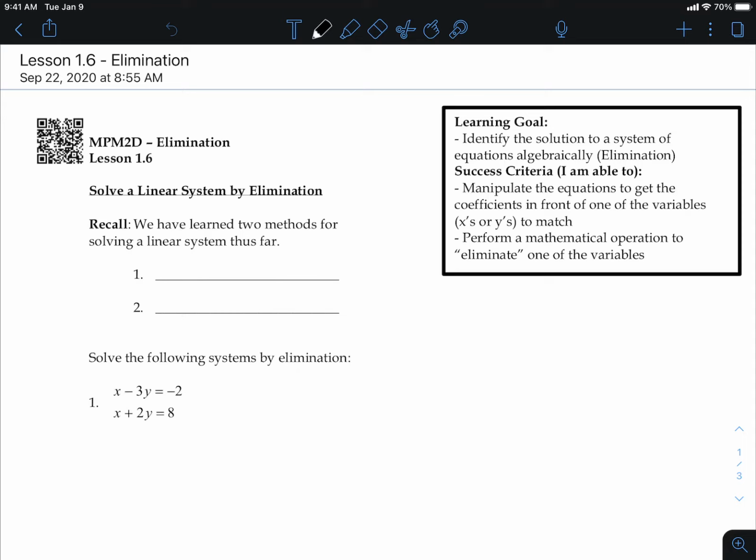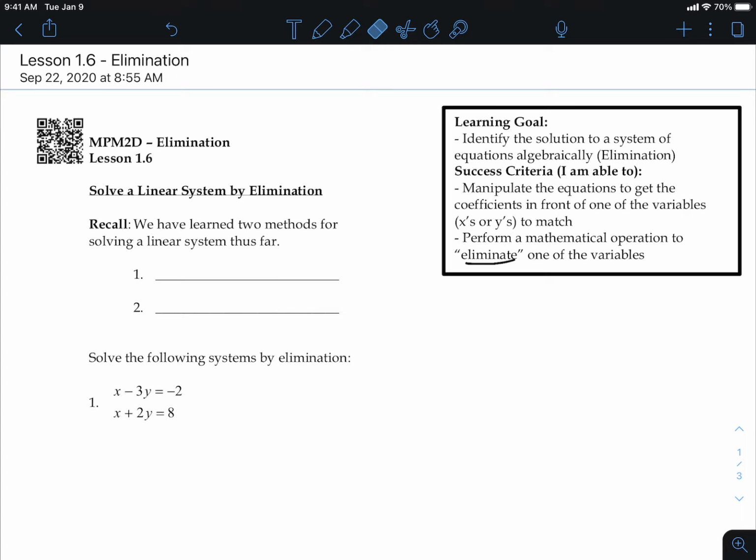That being said, you're going to do the exact same thing as substitution and the graphing. We're trying to find the point of intersection between two lines. Your success criteria is that you're able to manipulate the equations you get, which you've been doing lots of, and then perform a mathematical operation to eliminate one of the variables, which will mean more in a sec. So recall, we've learned two methods so far for solving, two big methods.